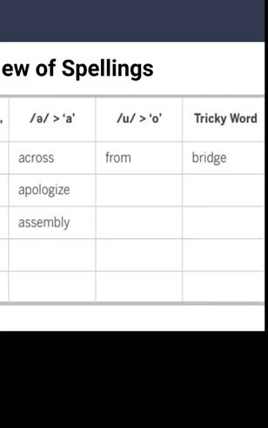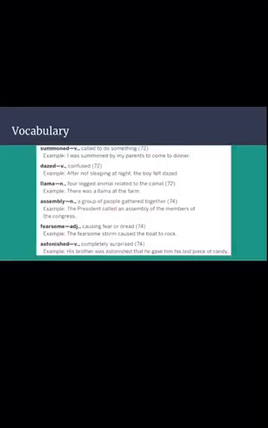Very good. Our next column, we have our tricky word, bridge. Okay, what might be so tricky about that word bridge? That D, G, and E at the end all work together to make that J sound. Okay, bridge. And that's also found in words like judge and fudge. Super tricky. Okay, let's go on to the next slide.